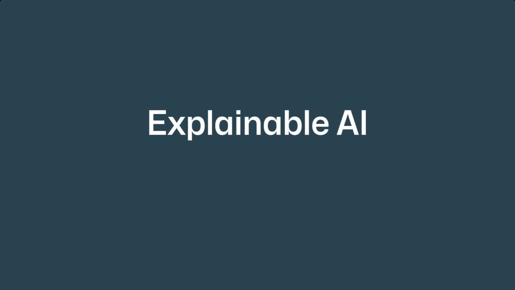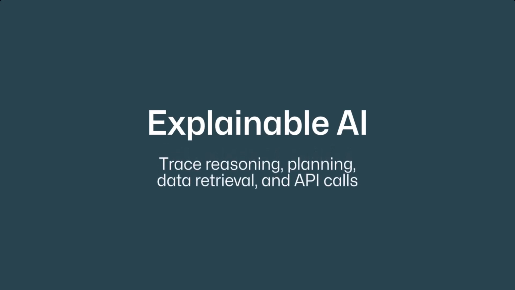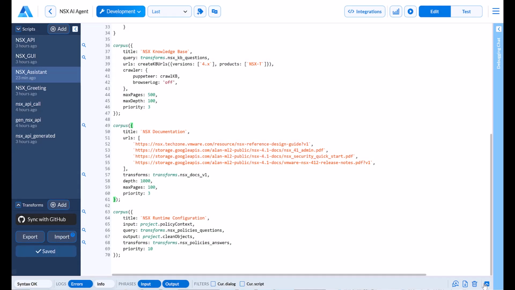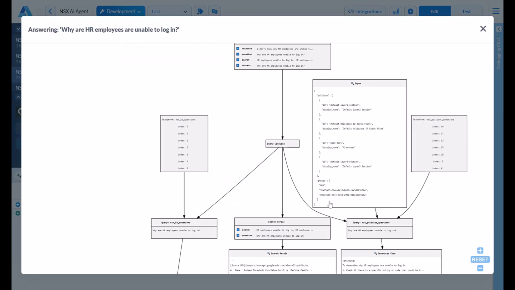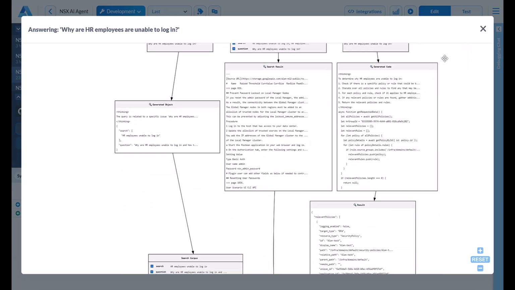The agent's autonomous reasoning, planning, data retrieval, and API calls are completely traceable, transparent, and explainable. Let's see the execution trace of the query we used in the example. Here, you can see all the reasoning steps and data used to generate the response.